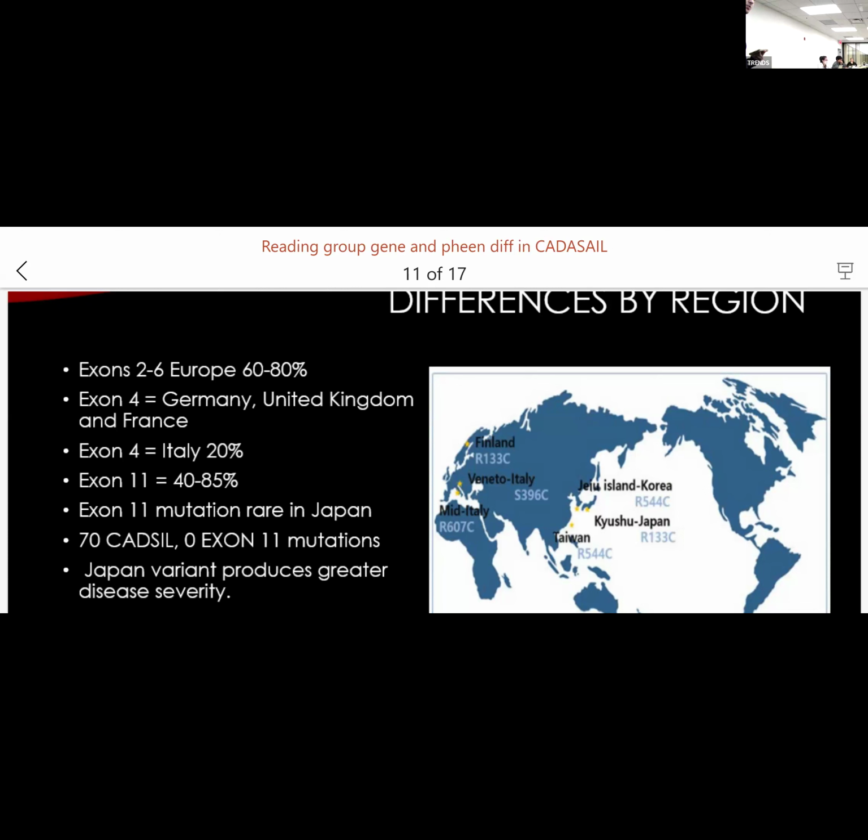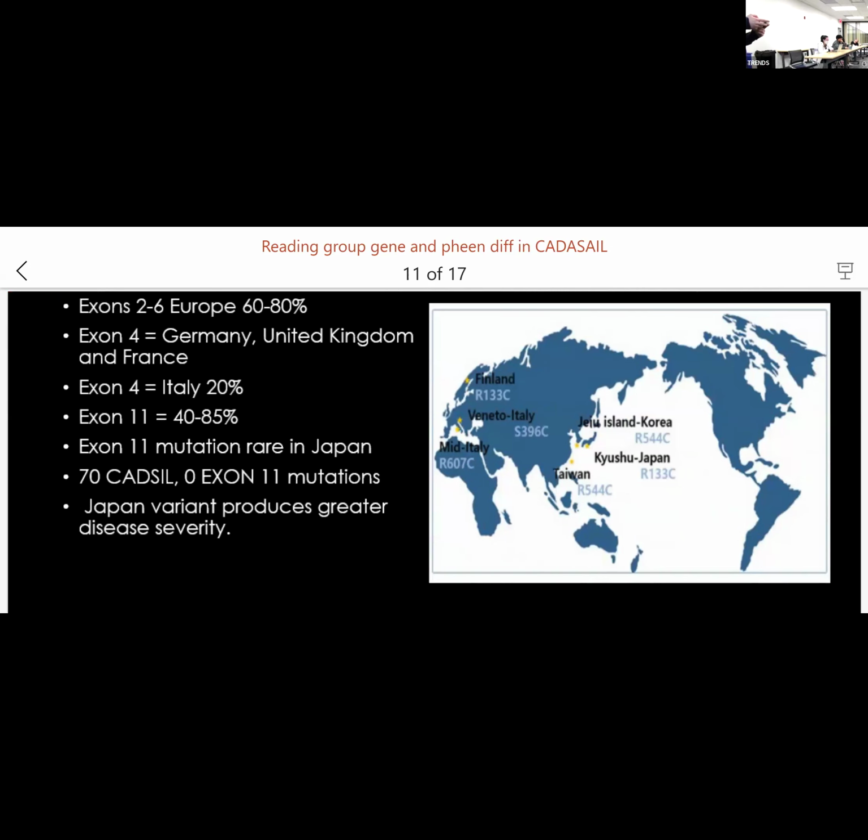Also, I want to point out that the Japan variant, and the paper does say this too, produces a greater disease severity itself. So it actually produces a later diagnosis of the disease, but much more severe. It's much more impactful in a clinical setting. So you actually end up with greater cognitive decline along the line, more serious, quote unquote, serious symptoms like seizure and stuff. So the severity does actually increase with the Japan variant, which is interesting too.